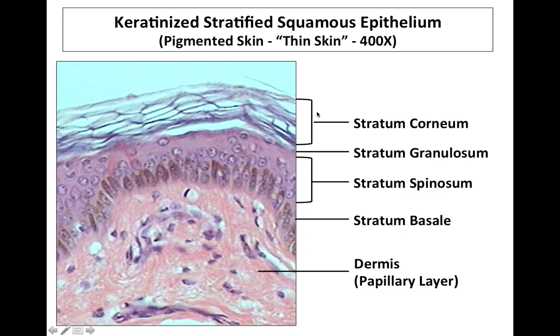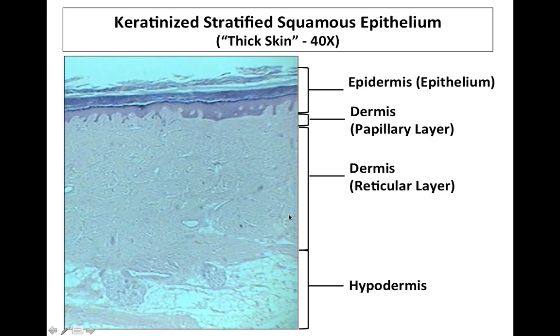Keep in mind that this is an example of the stratified squamous epithelium known in what is called thin skin. The other kind of skin that we look at is called thick skin. Thick skin is found in the soles of the feet and the palms of the hands. If we examine a tissue slide of keratinized stratified squamous epithelium from thick skin, we see the other characteristics of skin that we saw previously.